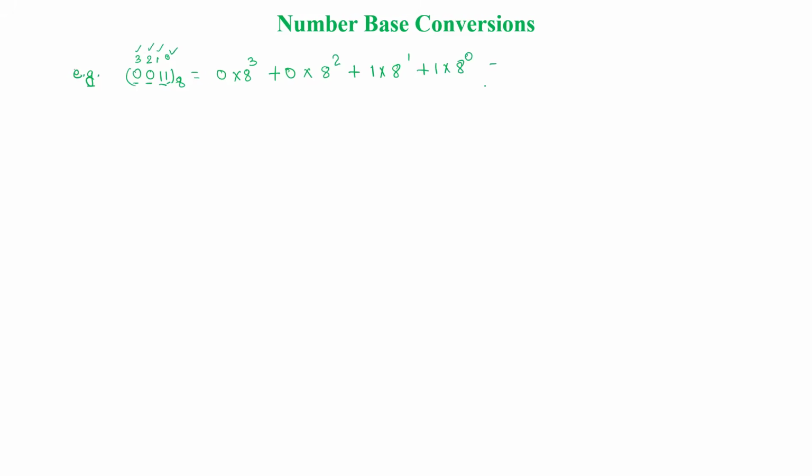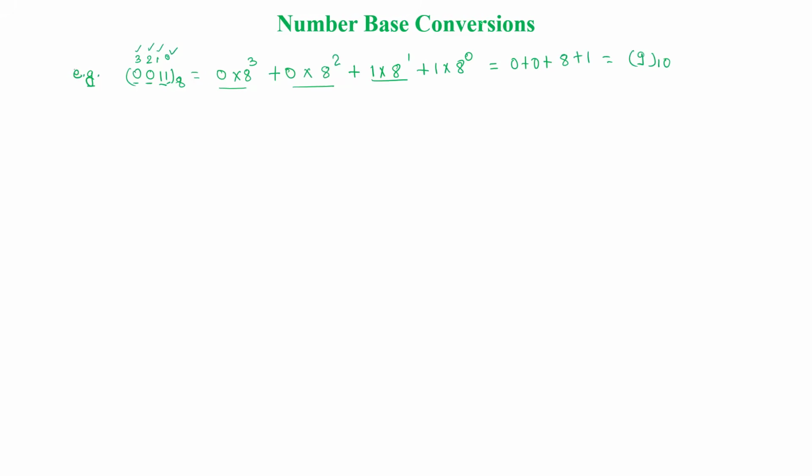Now if you simplify, this term is going to become 0, this term is also going to become 0, the third term is going to become 8, and the fourth term is going to become 1. So this is equivalent to 9, and this is the decimal number.